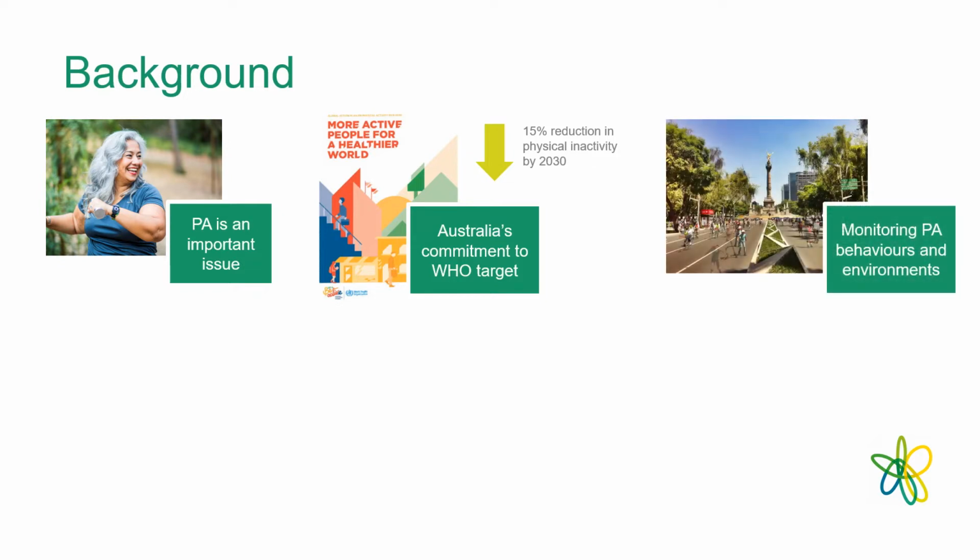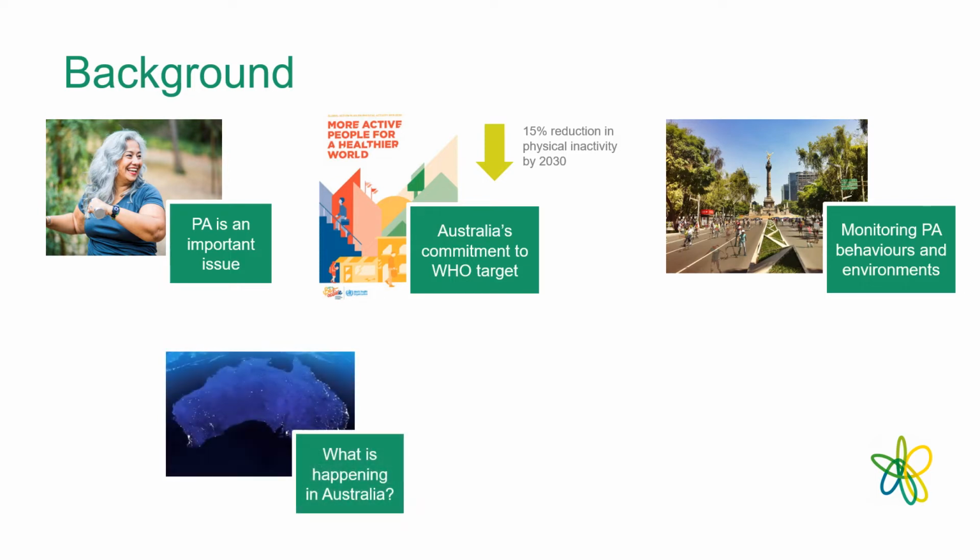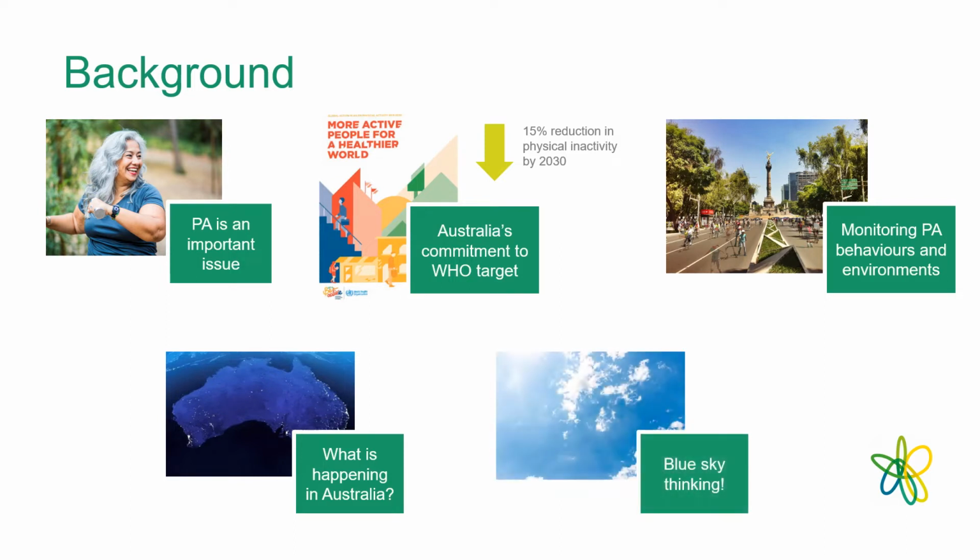A key part of understanding how we're doing in achieving this goal is by monitoring the behaviours of how many people are being active and the environments in which they are active. There are 2 main things we'd like to discuss with you today. First of all, we'd like to understand how you are measuring and monitoring physical activity behaviours and environments. And we'd also like to have a blue sky, off-the-record discussion about what you think should form part of a comprehensive physical activity surveillance system.